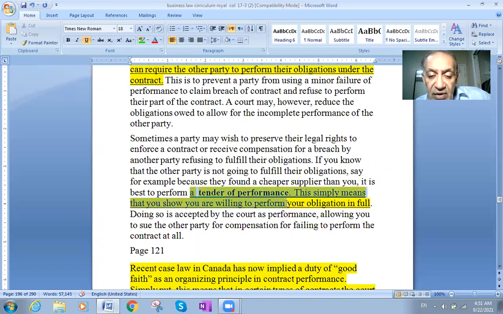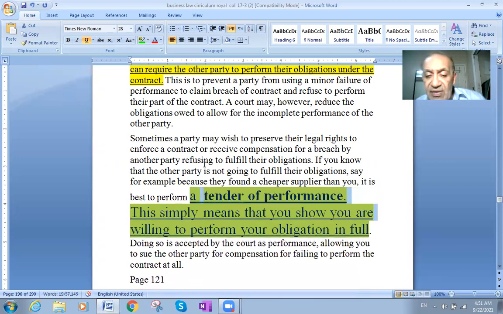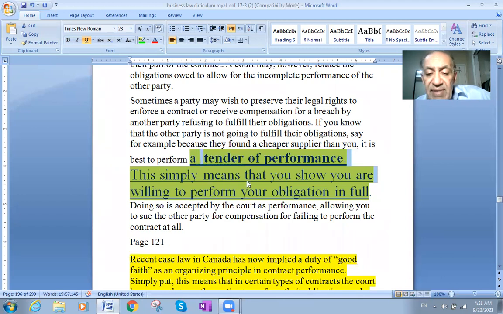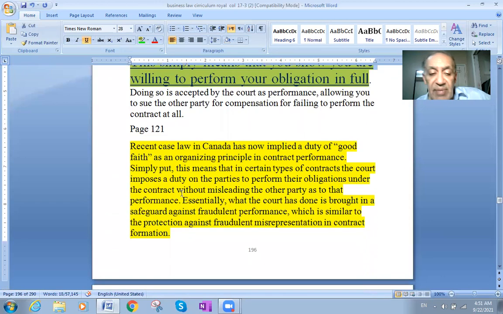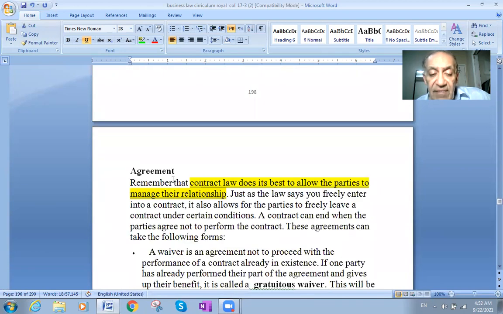A tender of performance, this is a terminology. A tender of performance simply means that you show you are willing to perform your obligation in full, that you are ready to fulfill your obligations. You are also willing to fulfill the obligation.